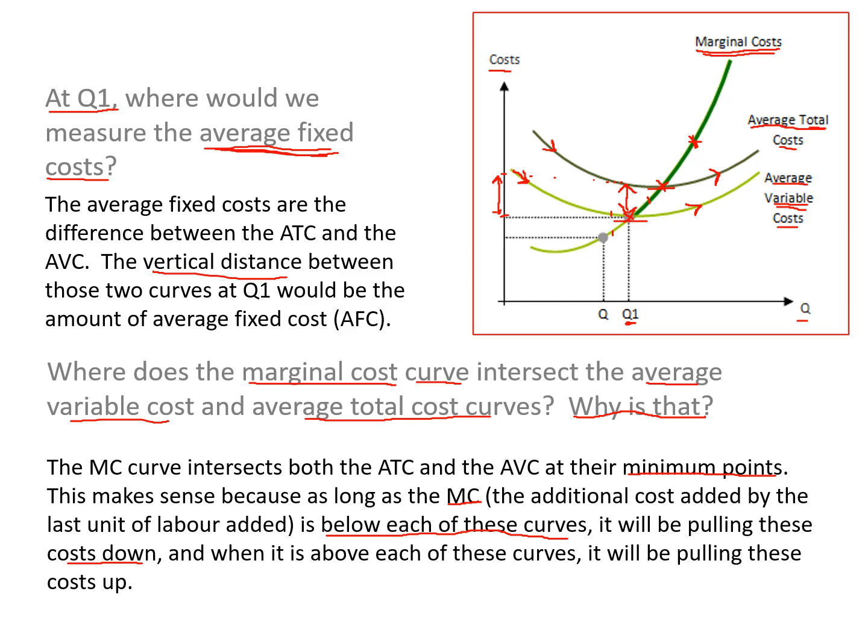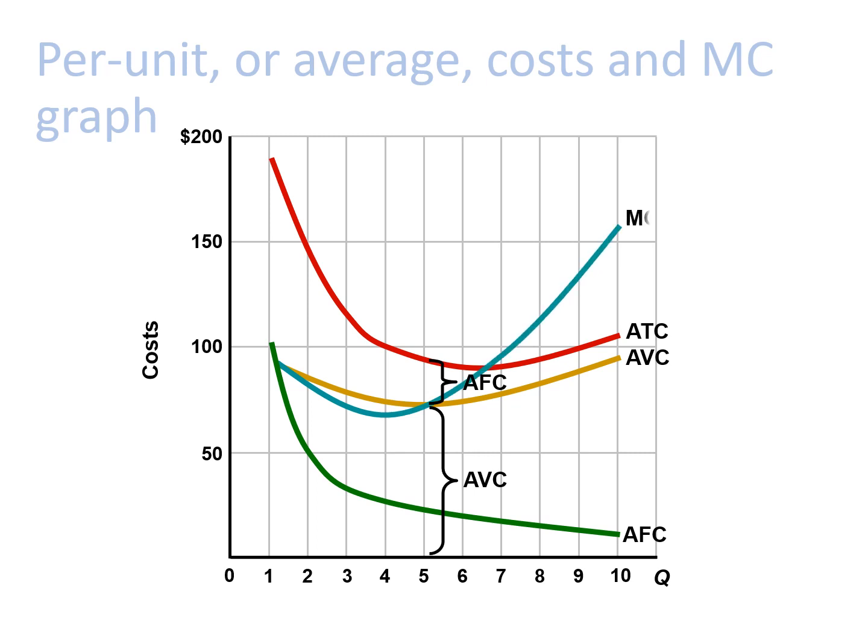So that is a very interesting thing, that the marginal cost will always intersect these curves at their minimum point. The graph below shows us some features of the average costs and how they relate to the marginal cost graphs. As we discussed in the last slide, some features here will always be true. One is that the marginal cost graph will always cut the average total cost at its minimum point, and it will always cut the average variable cost at its minimum point.